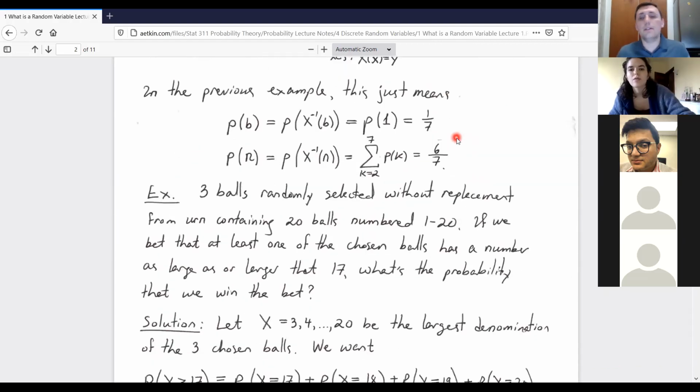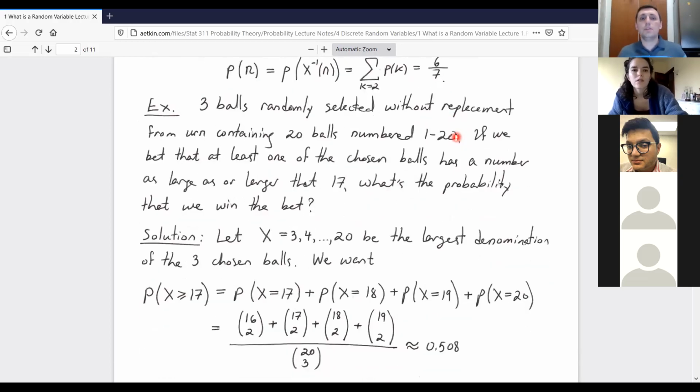Good, so here is a first example. Three balls are randomly selected with replacement from an urn containing 20 balls, numbered 1 through 20. If we bet that at least one of the chosen balls has a number as large or larger than 17, what's the probability that we win that bet?